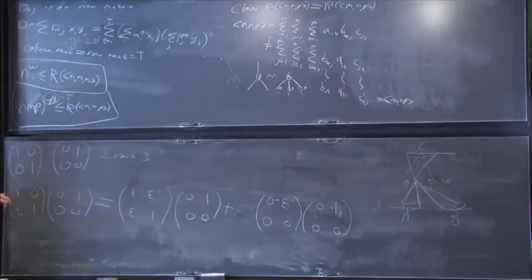So this tensor, which is very close to this tensor, is only rank 2, even though this thing is rank 3. So there is some sequence of tensors approaching the original tensor which has a smaller rank than the actual tensor. Now, this is something that cannot happen for matrices.